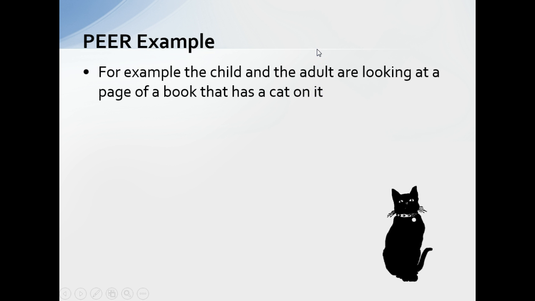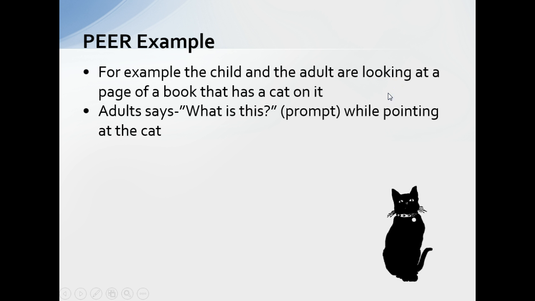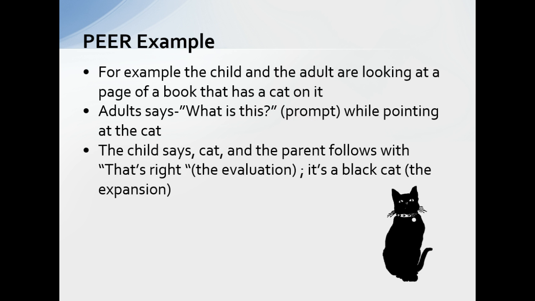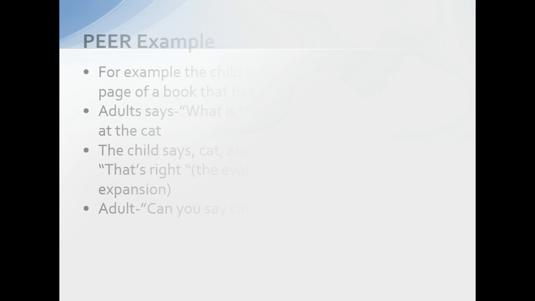So imagine that the parent or an adult and a child are looking at the page of a book that has a cat on it. The adult says, "What is this?" That's the prompt, while pointing at the cat. The child says, "Cat," and the parent follows with, "That's right," and this is the evaluation. "It's a black cat" is the expansion, so the adult is expanding on what was previously said. And then lastly, the adult will say, "Can you say cat?" And that's the repetition at the end.